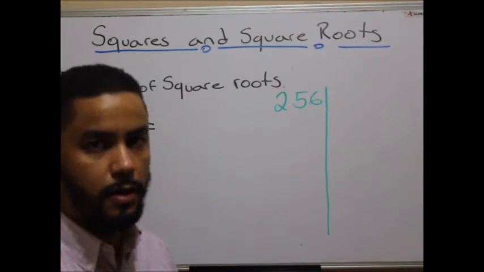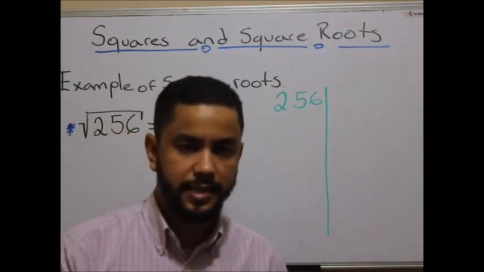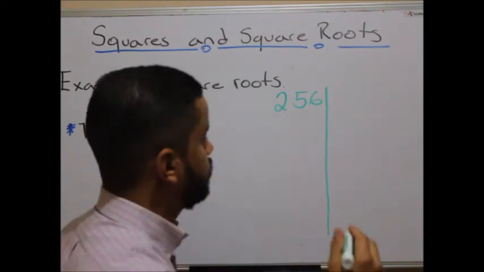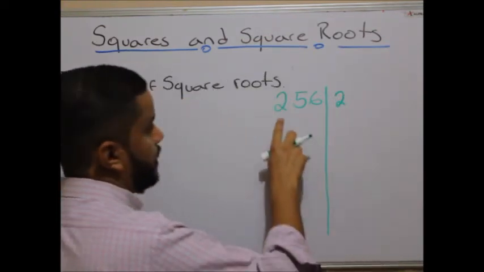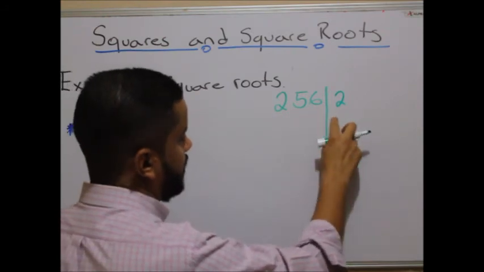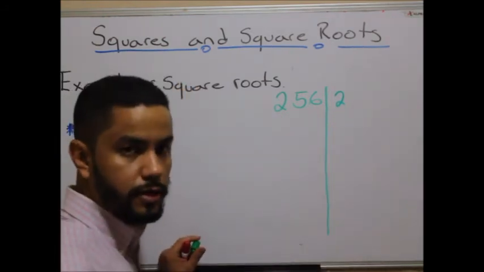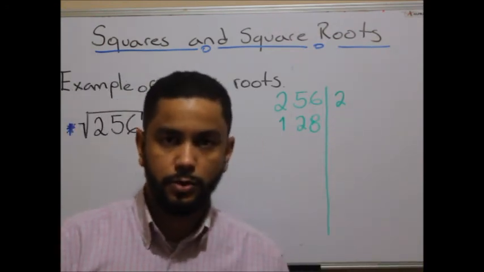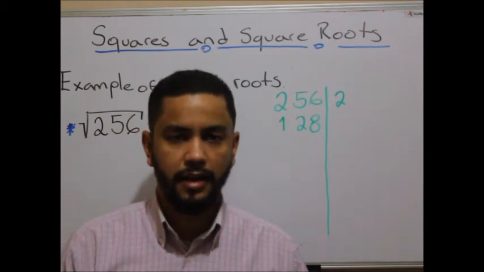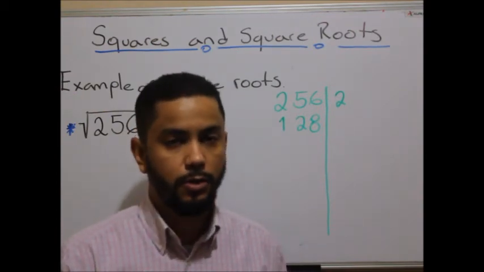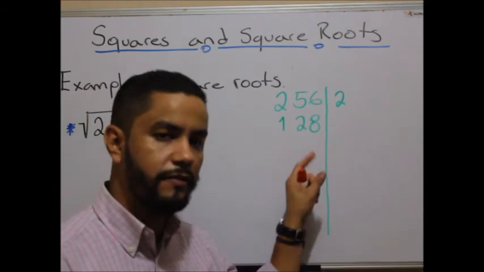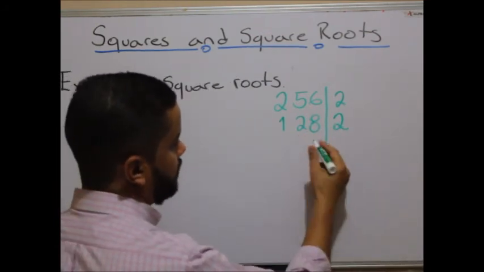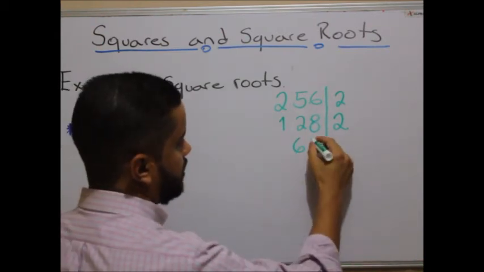Now, our number ends on 6. So that means that that number has half. So we're going to write here 2, and we're going to divide. 256 divided by 2 will be equal to the number 128. And again, our 128 ends on 8, and 8 is divisible by 2. So that number has half. We're going to write here 2. Now, the half of 12 is 6. The half of 8 is 4.